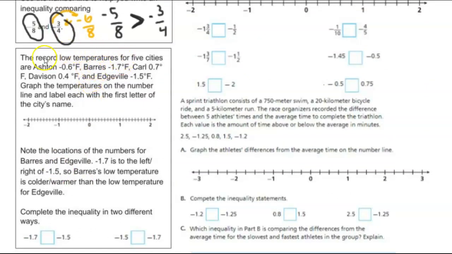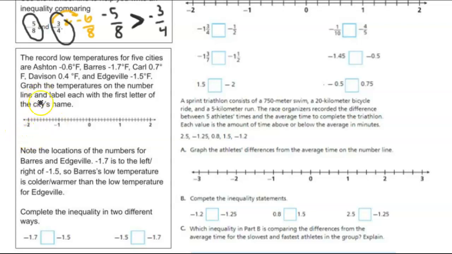Okay, let's look at this question. The record low temperatures for 5 cities are: negative 0.6 degrees Fahrenheit in Ashton, Bars negative 1.7 degrees Fahrenheit, Carl 0.7 degrees Fahrenheit, Davison 0.4 degrees Fahrenheit, and Edgeville negative 1.5 degrees Fahrenheit.